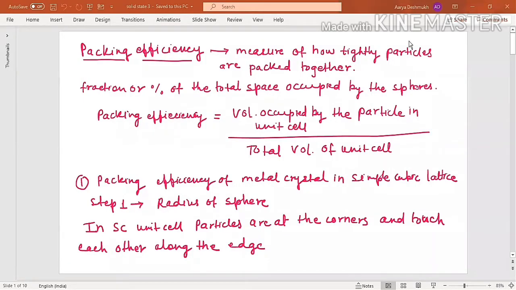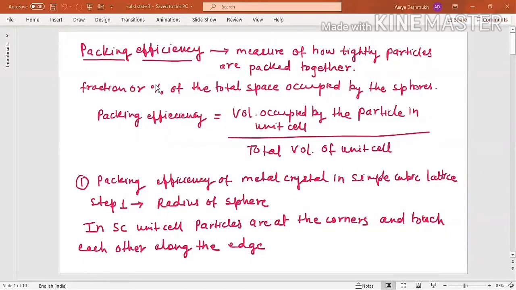Hello students, today we will talk about packing efficiency. Like coordination number, the magnitude of packing efficiency gives a measure of how tightly the particles are packed together. That means how the constituent particles of the unit cell are packed together. This is what we call packing efficiency.